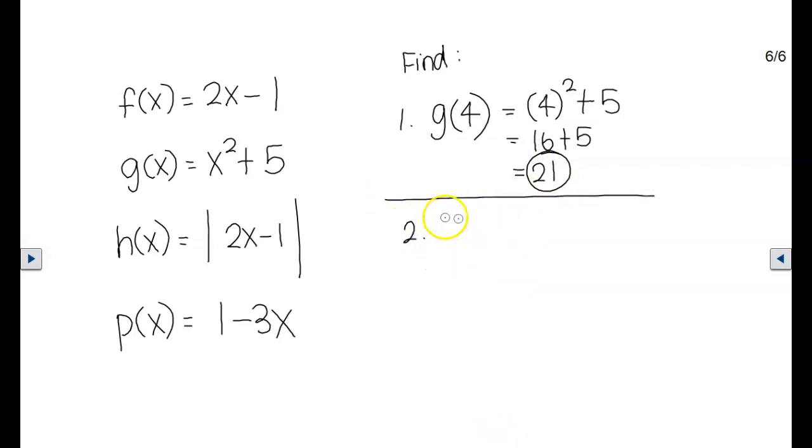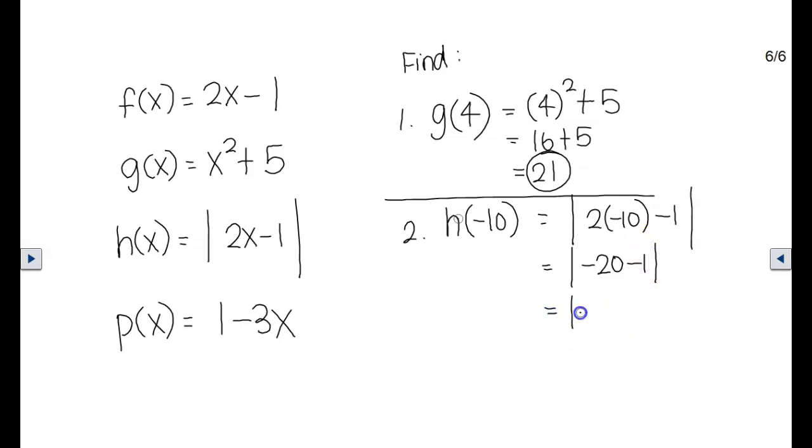They could come down here and they could say find h of negative 10. Well, I know they want me to use the function named h, so the absolute value of 2x minus 1. And I know for the x, they want me to input negative 10. So I would have the absolute value of 2 times negative 10 minus 1. So that would be negative 20 minus 1, which would be negative 21, which would be a positive 21 in the end. So when I use the function named h, and an input of negative 10, I'm going to get an output or a y value of positive 21.